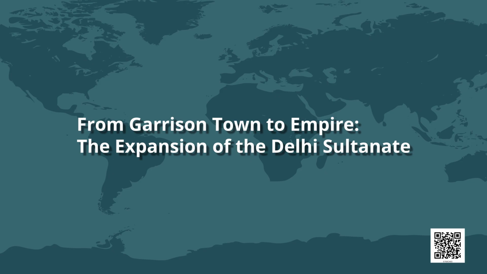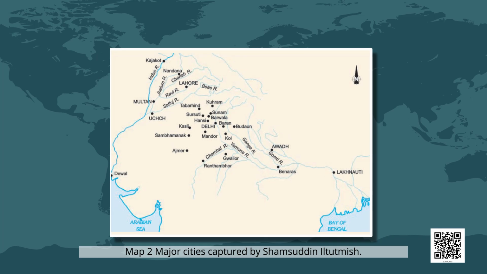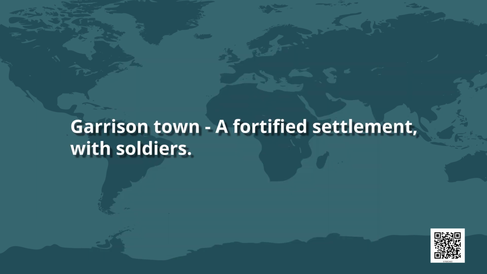So students, now we will discuss our next topic, from garrison towns to empire, the expansion of the Delhi Sultanate. Students, look at this map. Map 2, major cities captured by Shamsuddin Iltutmish. In the early 13th century, the control of the Delhi Sultans rarely went beyond heavily fortified towns occupied by garrisons. What is a garrison? A garrison town means a fortified settlement with soldiers. The sultan seldom controlled the hinterland.